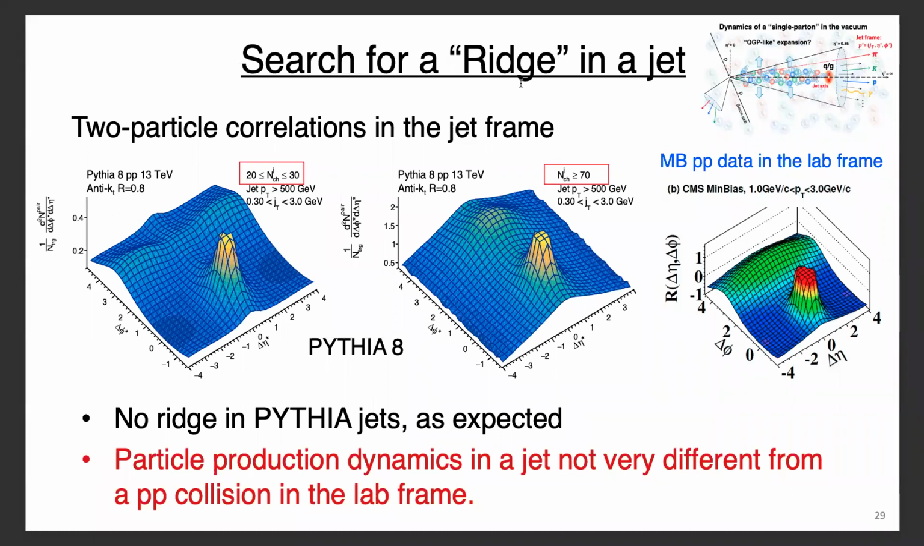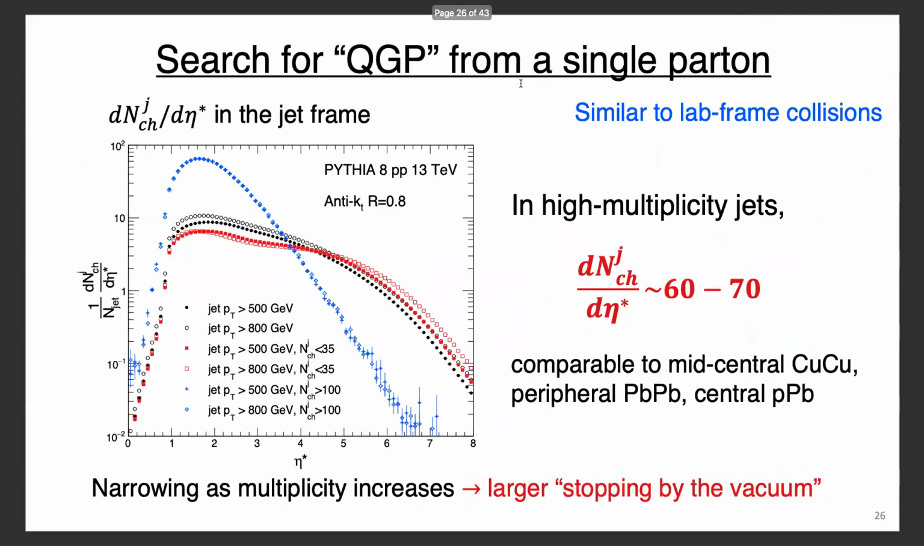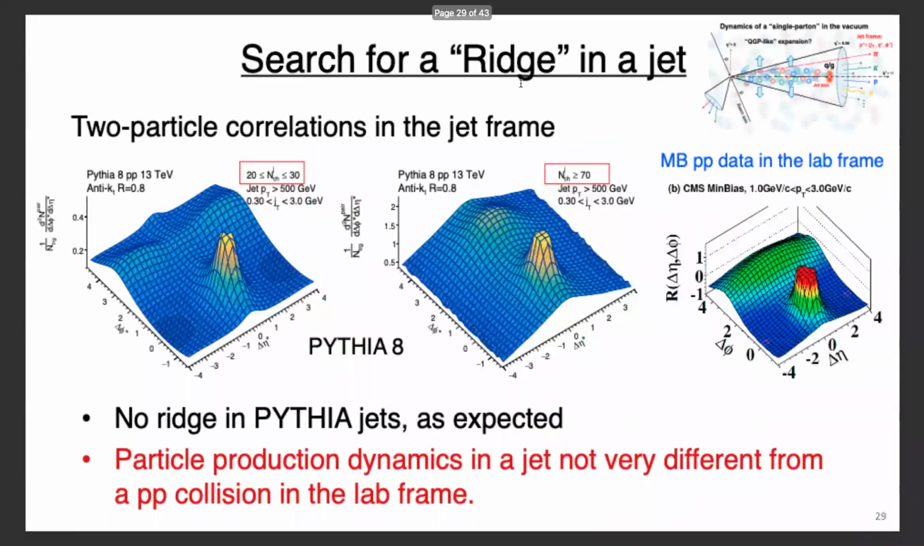Yeah, it's not as evident as this, but it's still there. Yeah, no, this is much more evident. This probably has something to do with the shape of the Delta eta star, because it tends to get narrow as we go to higher multiplicity jets. So it's not exactly the same as the lab frame. The shape gets narrow.